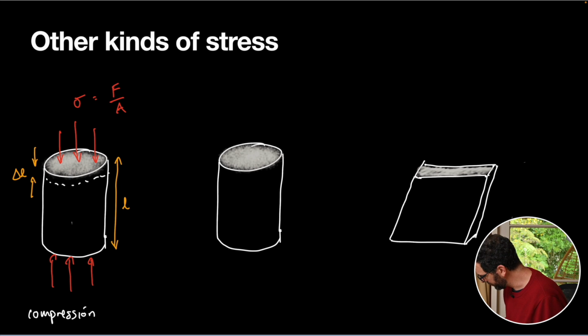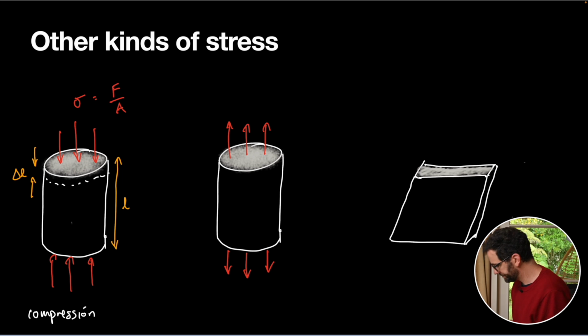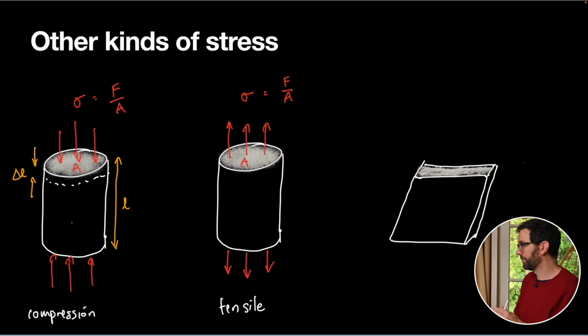We can do a very similar thing when instead of pushing down on it, we're pulling it apart. We're stretching it out. So again, if we've got this area here, same area, and this same symbol, it's still a stress, but it's called a tensile stress rather than compression. So if we apply a tensile stress, our object will stretch out a little bit.